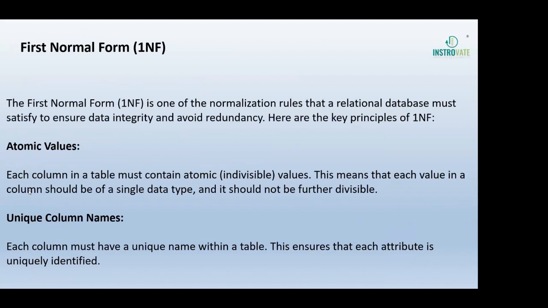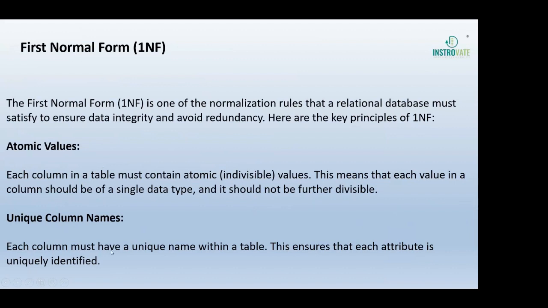So this is the first principle for the first normal form: each column in a table must contain atomic values. Atomic means the value should be individual, and it should not be divisible into other values. This means that each value in a column should be of only a single data type, and it should not be further divisible. So these are the atomic values, and then the unique column name. Each column must have a unique name.